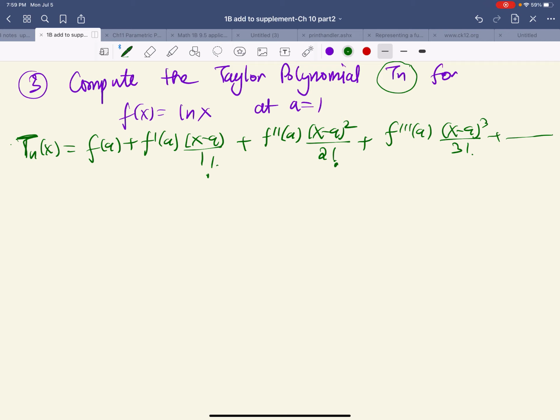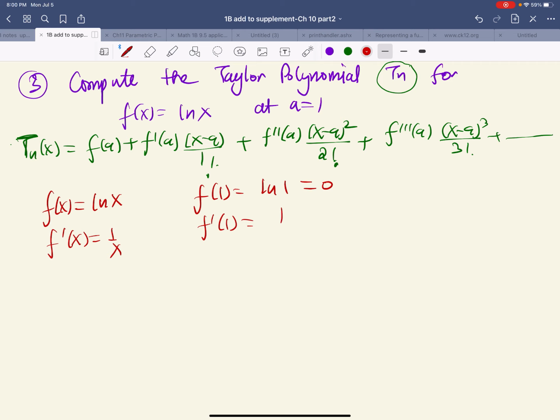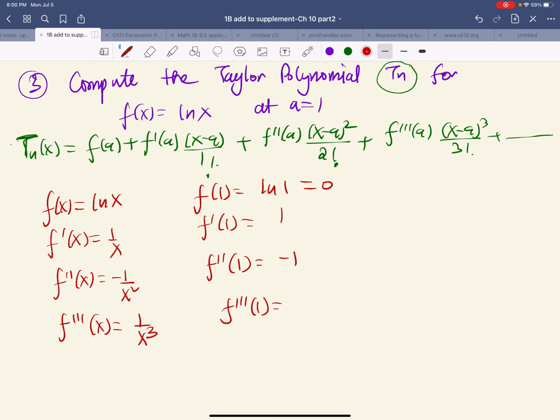F of x is natural log of x. F of 1 would be natural log of 1, which is 0. F prime of x is 1 over x. F prime at 1 would be 1. F double prime of x is, this is x to the power negative 1, so negative 1 over x to the second power. F double prime at point 1 would be negative 1 over 1. It would be just negative 1. And the third derivative is going to be positive 2 over x to the third. The third derivative also, I would have 1 here. So start with the zeroth. The very first term would be 0, and then it would be 1. Then it would be negative 1 over x. Oh, negative 1 over x squared.